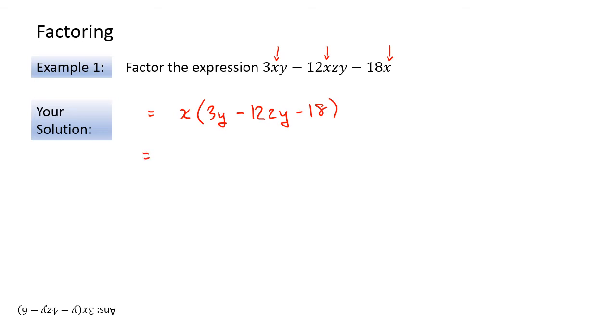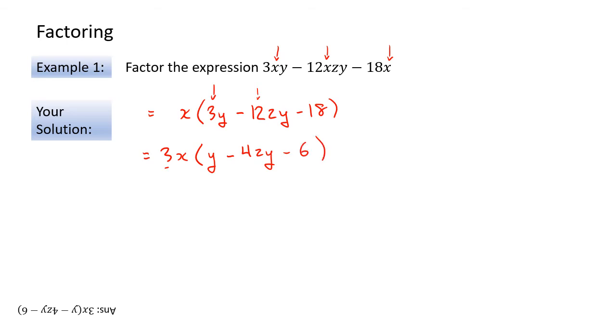And if I do that, I have 3 times x. Then I remove the 3 out of here, so this is just y minus. So what you do is you take that original number divided by 3. So 12 divided by 3 is 4, zy, minus 18 divided by 3 is simply 6.